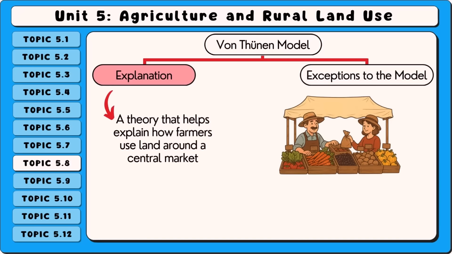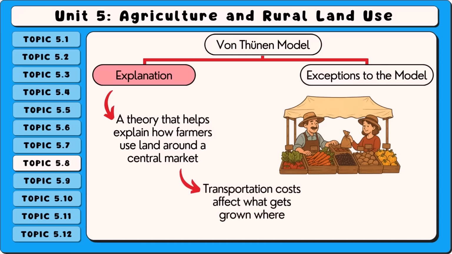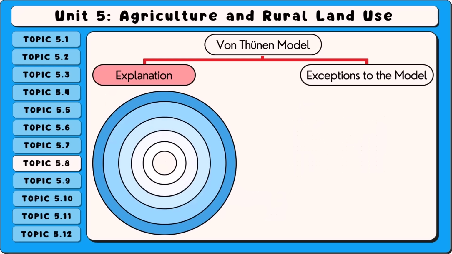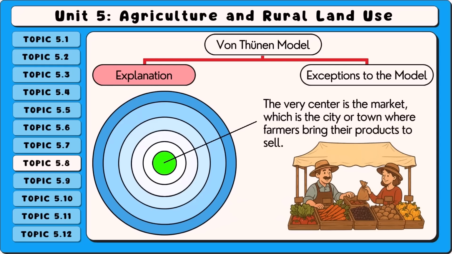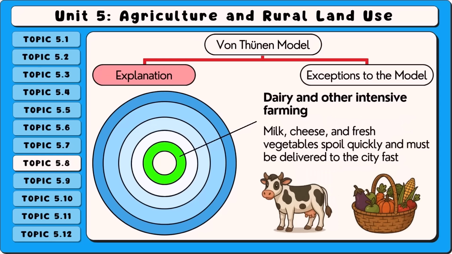Von Thunen's model is a theory that helps explain how farmers use land around a central market, like a big town or city. The idea is that transportation costs affect what gets grown where. The model is often represented as concentric rings. The very center is the market, which is the city or town where farmers bring their products to sell. Surrounding the market is the first ring, which has dairy farming and other intensive farming, because milk, cheese, and fresh vegetables spoil quickly and must be delivered to the city fast.